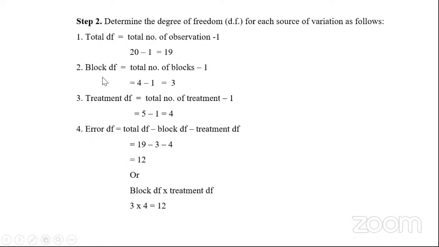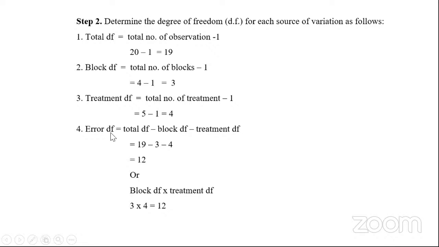Then block degree of freedom, that means replicate degree of freedom. There are 4 replicates minus 1, that means degree of freedom is 3 for replicate. Then treatment degree of freedom. There are 5 treatments minus 1, that is 4. So 4 is the treatment degree of freedom.